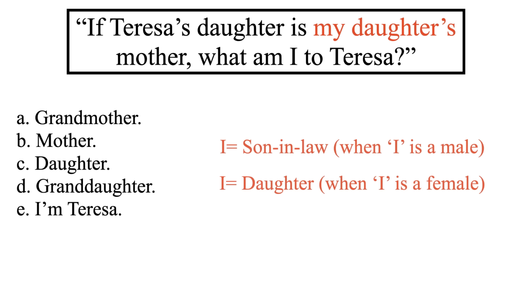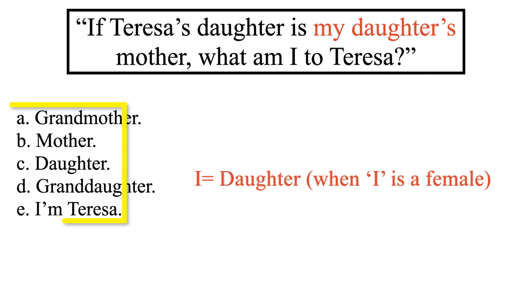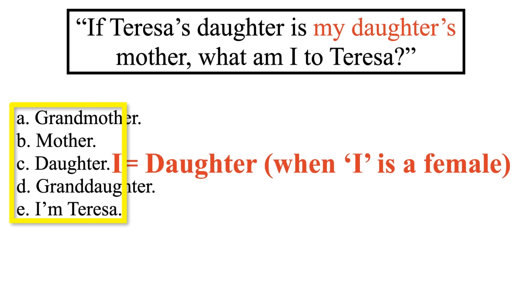So we get two answers here. The answer is son-in-law when I is a male. Otherwise, the answer is daughter when I is a female. Therefore, you are either Teresa's daughter or son-in-law, and since son-in-law isn't an option, you are Teresa's daughter.